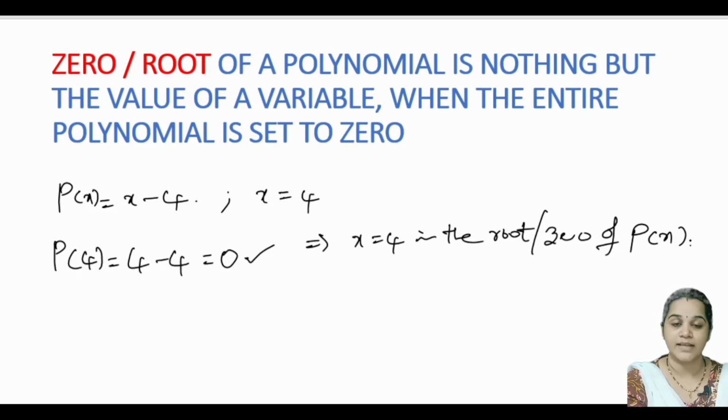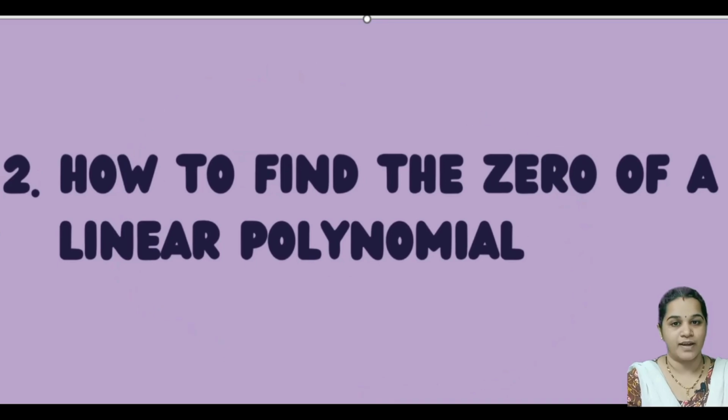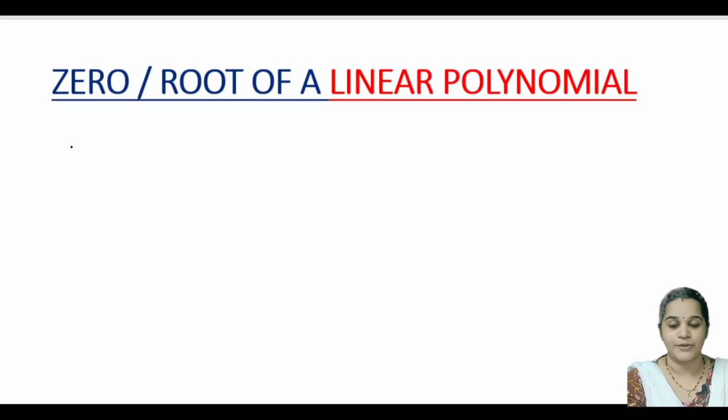polynomial p of x is equal to x minus 4. Next we come to how to find the zero or root of a linear polynomial. What is a linear polynomial? A polynomial of degree 1 is called a linear polynomial, right? Let us consider a linear polynomial, p of x equal to x minus 2. Now the question is how to find the zero or root of a linear polynomial.